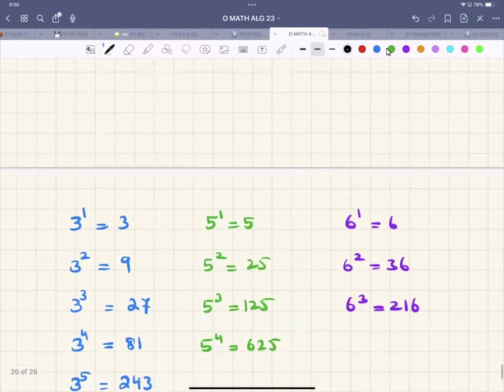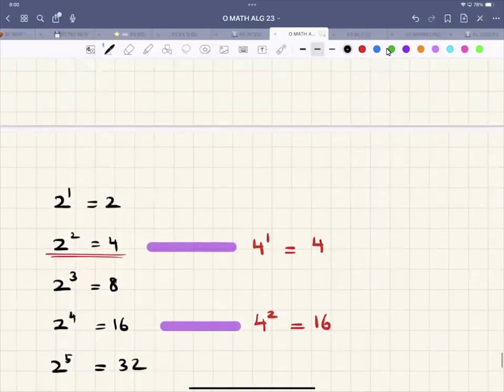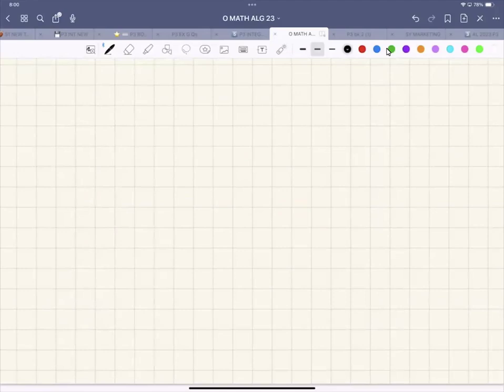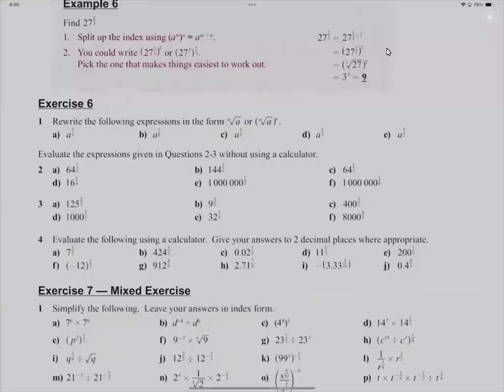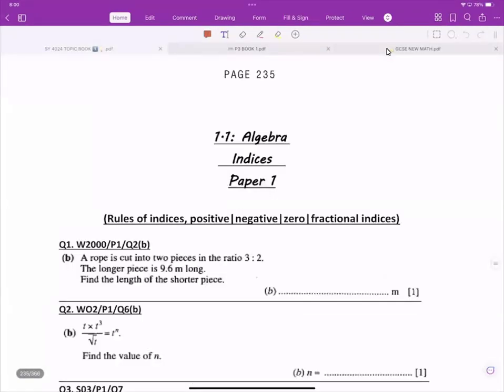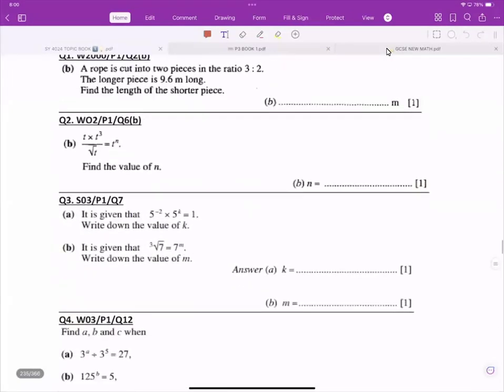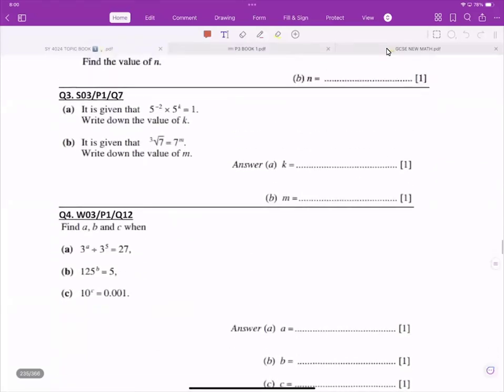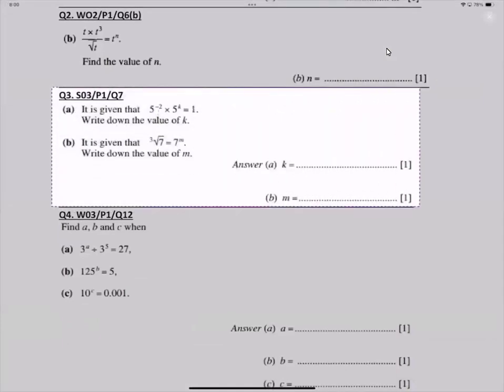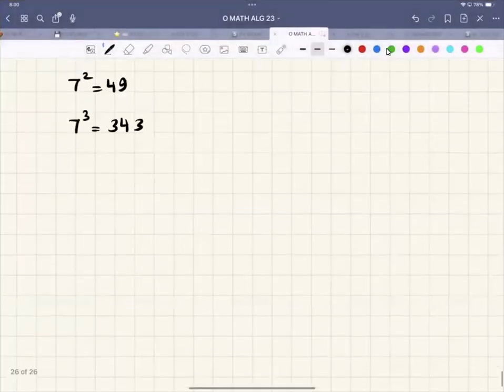Okay, so now these are the common ones that you need to remember. And let's move ahead. As far as the concept is concerned, we are thoroughly done with the concept. Now let me just pick some past paper questions from the topical book. Let me try out these two questions, and the topical book will soon be available and you can try out these questions from there.